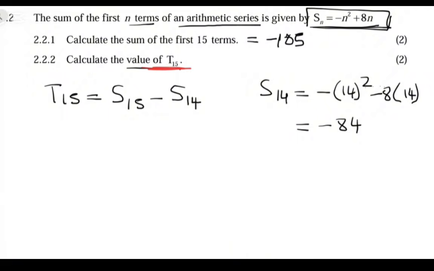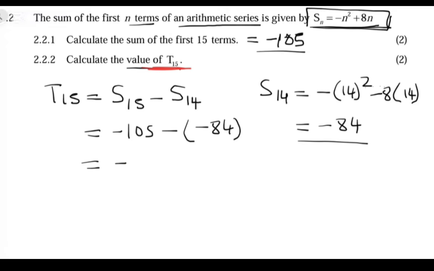Perfect. So now we do have the sum of 15 and the sum of 14. Let's just substitute here. Sum of 15 is negative 105 minus, remember, this minus is for the formula, the sum of 14, which is negative 84. If you work this out, you're going to get negative 21. So it means that term number 15 is equal to negative 21. Moving on to the next.